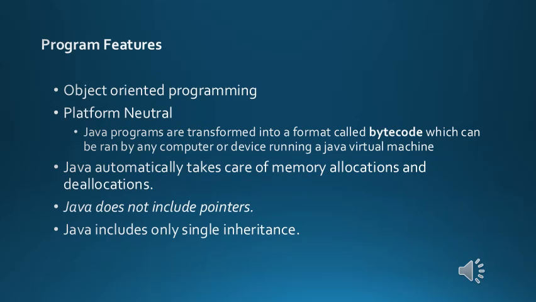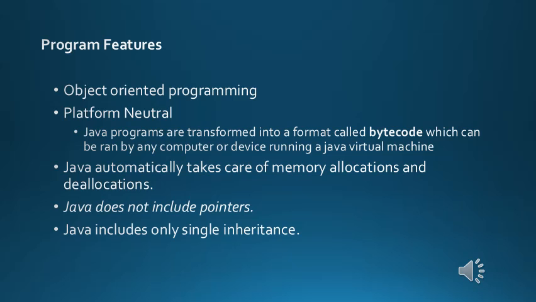Program features. Let's talk about some of the program features for Java. First off, it's object-oriented programming. This means that it uses objects, modules, and classes to organize how programs are put together. And we're going to talk more about that later in the semester.